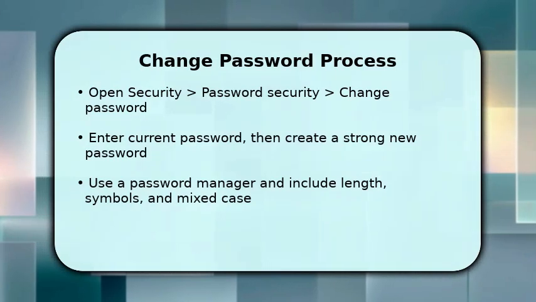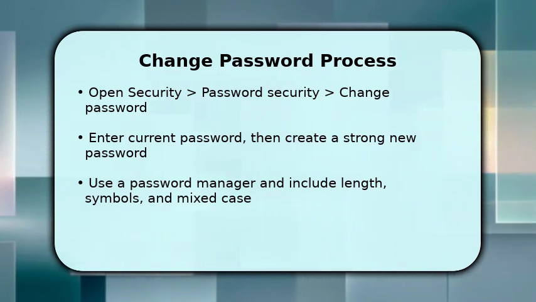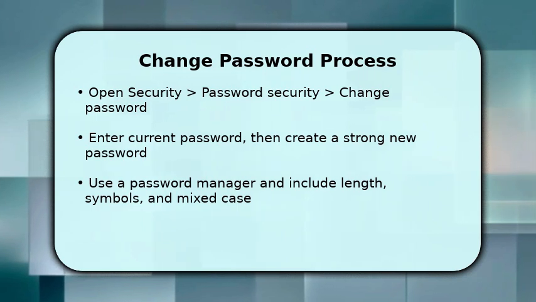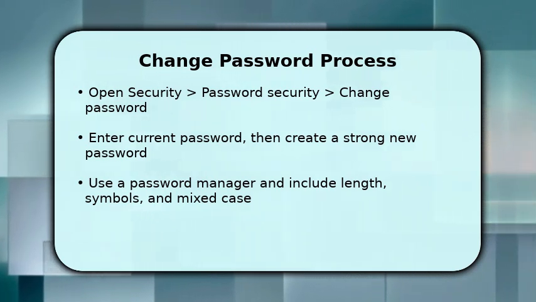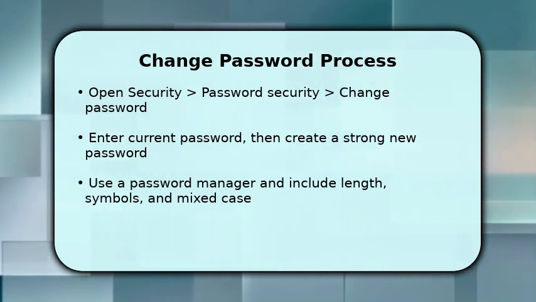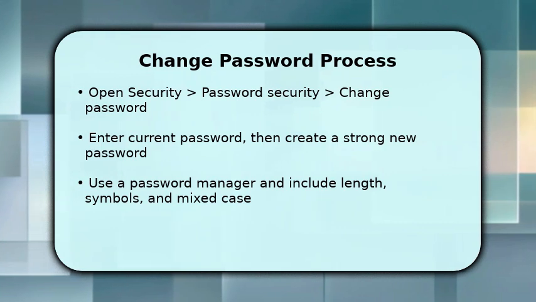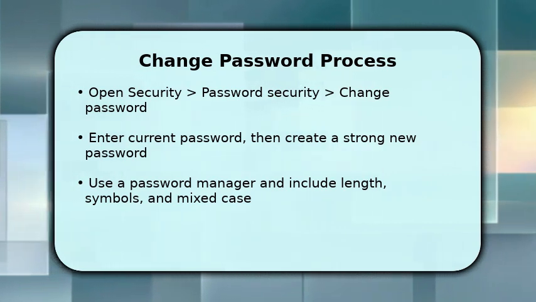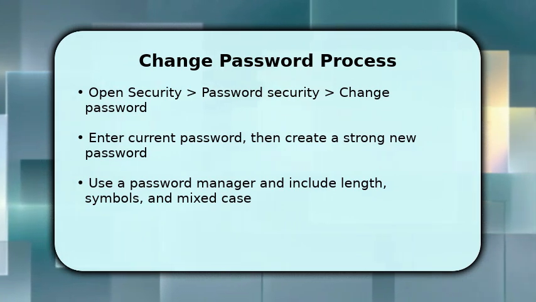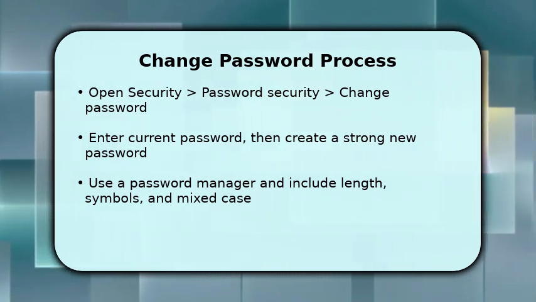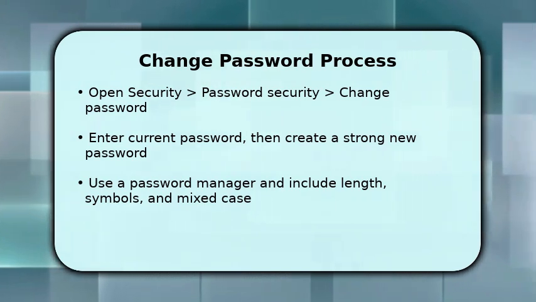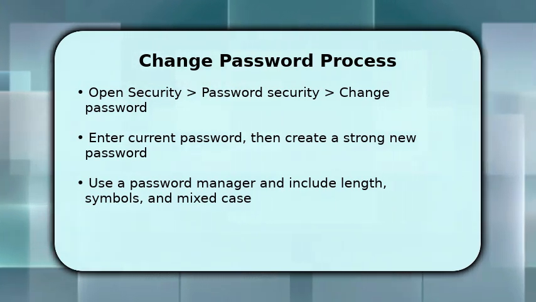Now you'll change the password. Open Security, choose Password Security, and select Change Password. Enter your current password to prove it's you, then type a new strong password. Aim for at least 12 characters with symbols and mixed case. Make sure the new password is unique versus other accounts to reduce breach risk. If prompted for a verification code, retrieve it from your recovery device and enter it. Once accepted, update any mail clients or devices that use your Outlook account immediately.